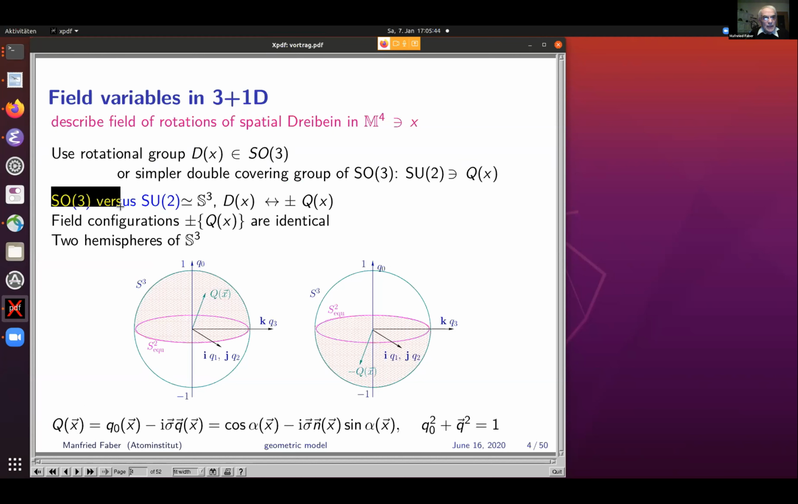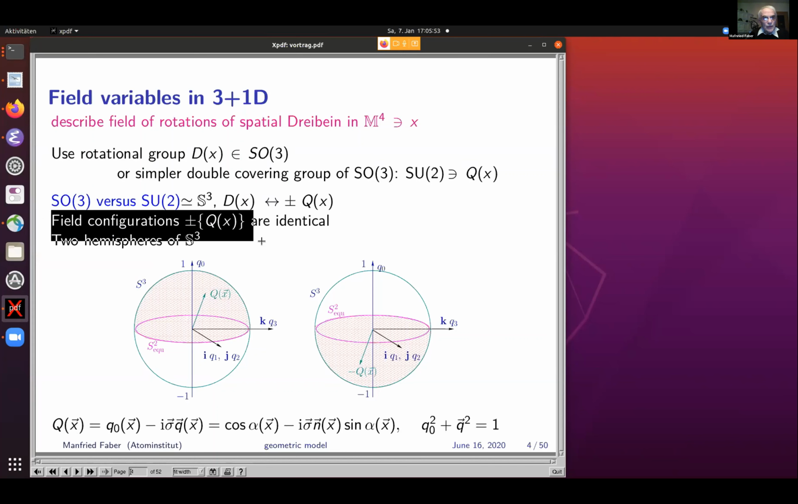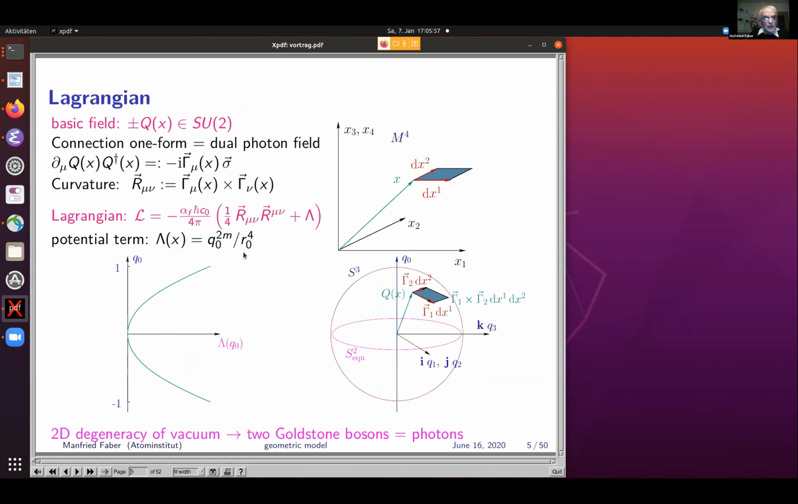So the difference between SO3 and SU2 is that every field configuration is doubled. This means field configurations with plus and minus are identical.